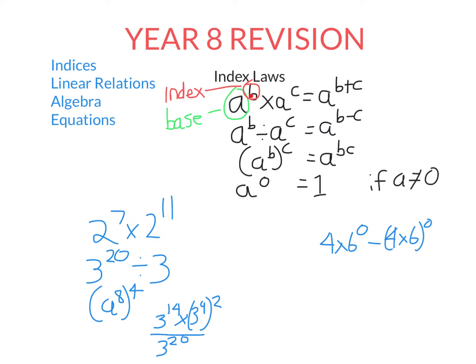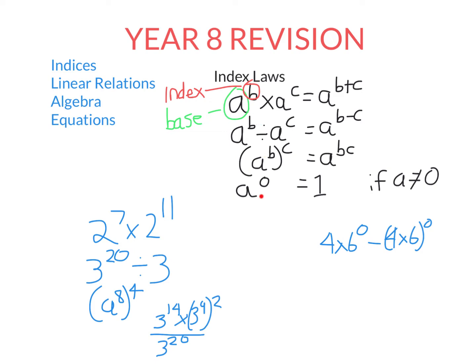So when you have something that looks like this, we call this number the base and this the index, hence the name index laws. Another name for index is power. Index laws have all to do with powers. This is read a to the power of b. It means you multiply this base by itself this many times.